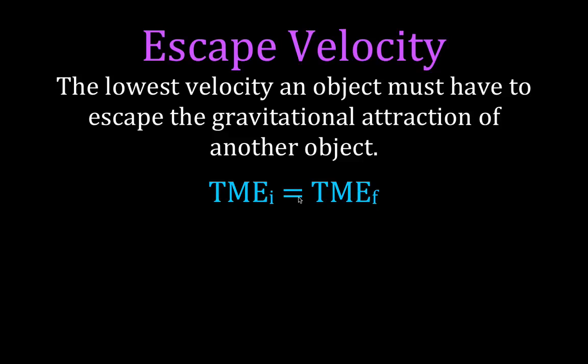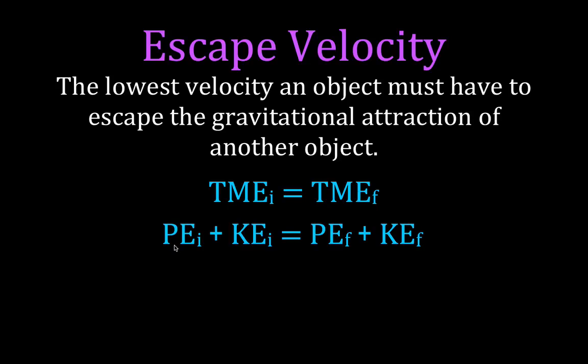Now, we're going to use, as I said, conservation of energy, and conservation of energy for total mechanical energy is really the kinetic and the potential. So that means the sum of the initial kinetic and the potential is equal to the sum of the final potential and kinetic. And now we're going to use this definition to simplify this equation and come up with the equation for the escape velocity.